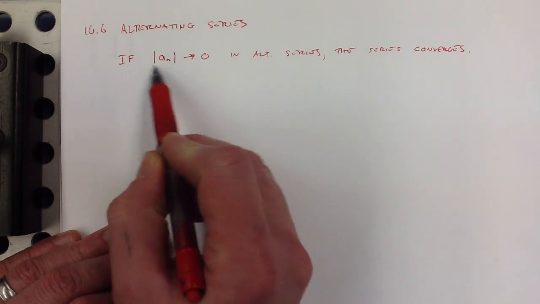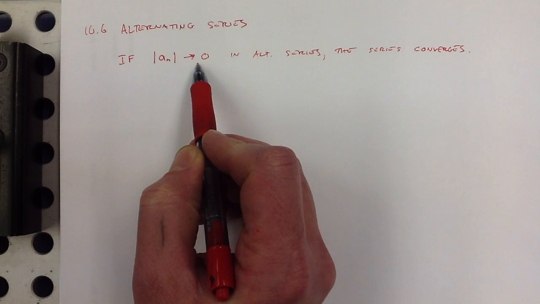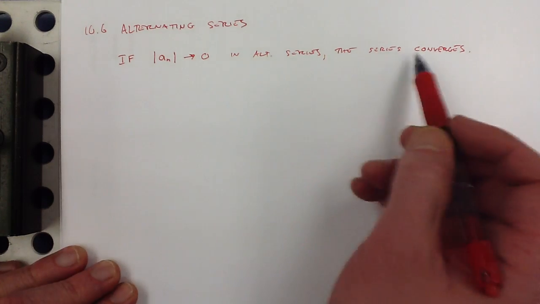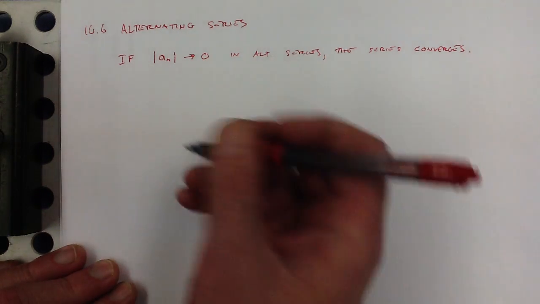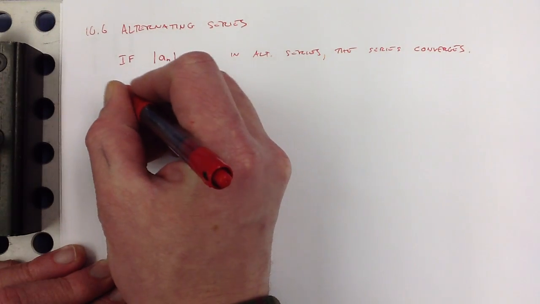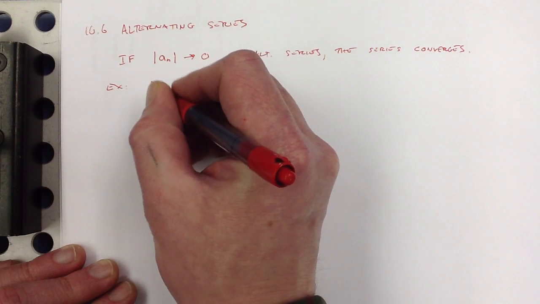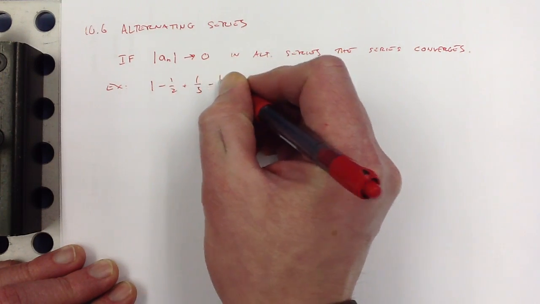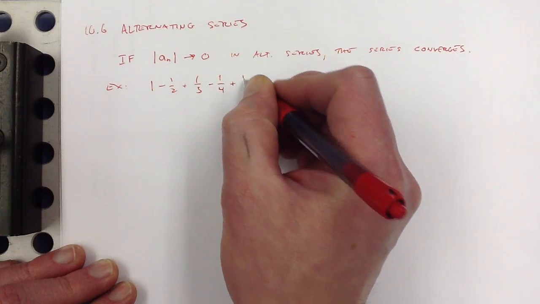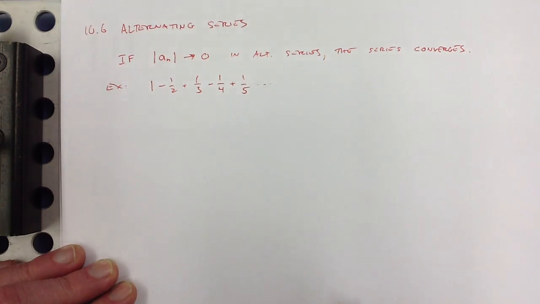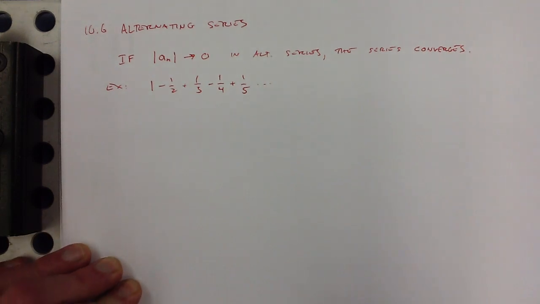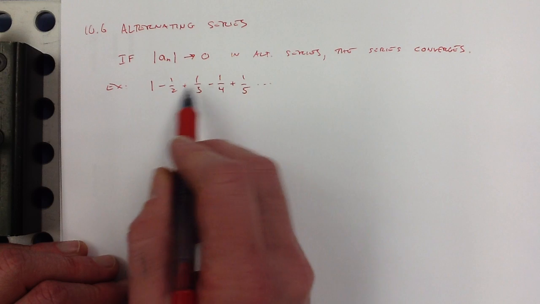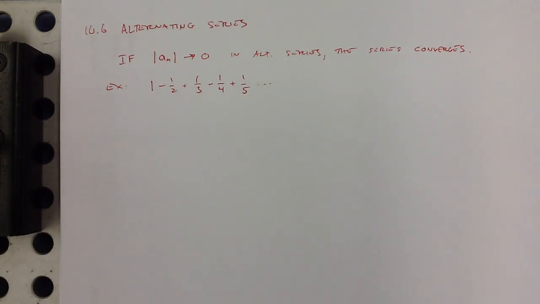This says that as long as the absolute value of the terms is decreasing to 0, then it doesn't matter. You can throw all your tests out the window. The series converges. So, for example, here's an alternating series. In fact, you could call it the alternating harmonic series, right? But this is very different than the harmonic series because we're alternating, adding and subtracting.